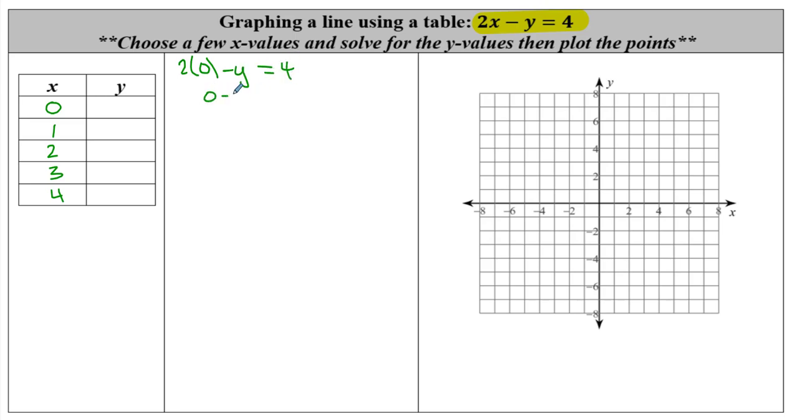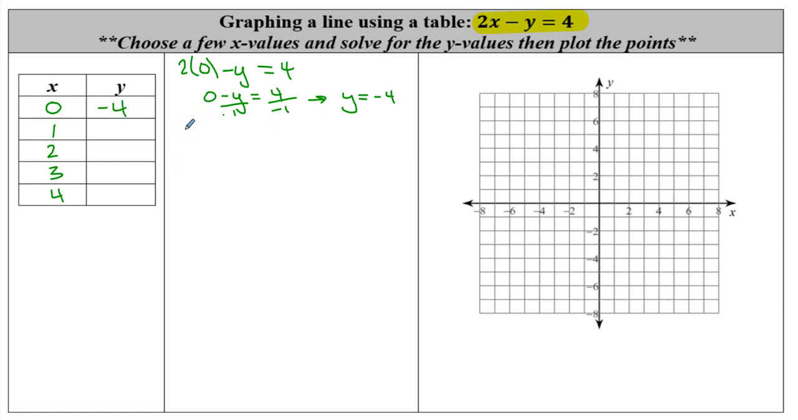We're going to have 0 minus y equals 4. Remember, if you got a negative, you need to turn that to a positive by distributing a negative throughout both sides. So we can divide both sides by a -1, and we would get y is equal to -4. Okay, so let's go ahead and plug that in the table.